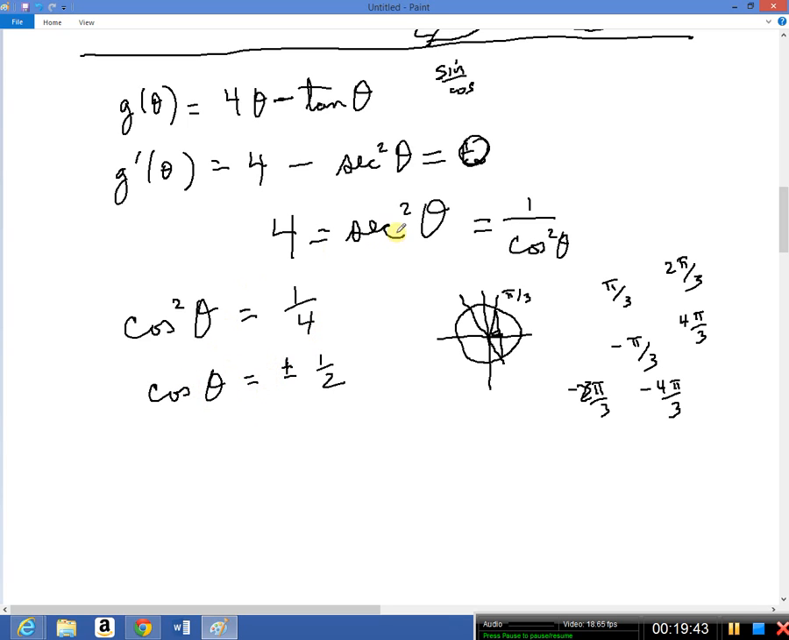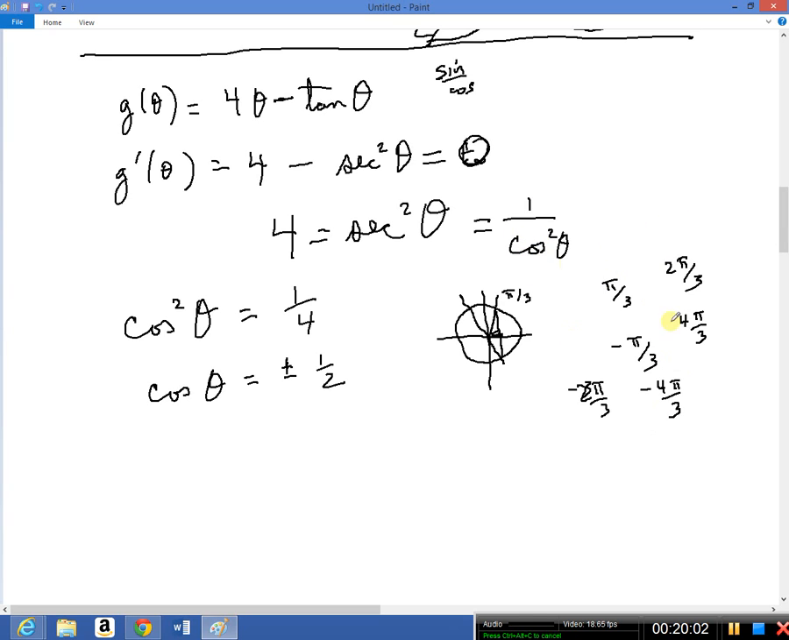Okay, because that will make, did I do that right? I'm sorry, I did that exactly wrong. Those are the places where the cosine squared, no, that's right, cosine squared is equal to 1/4. I did not solve for cosine equal to 0. I thought I'd done that. No. So this is right.